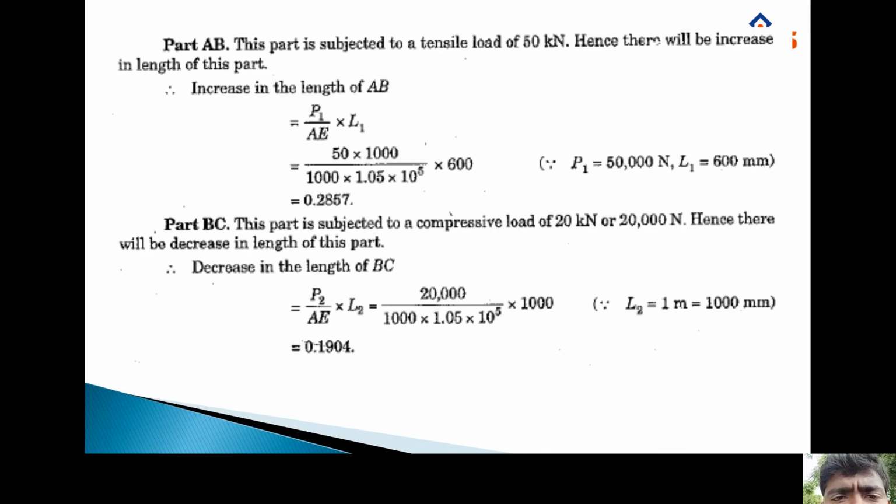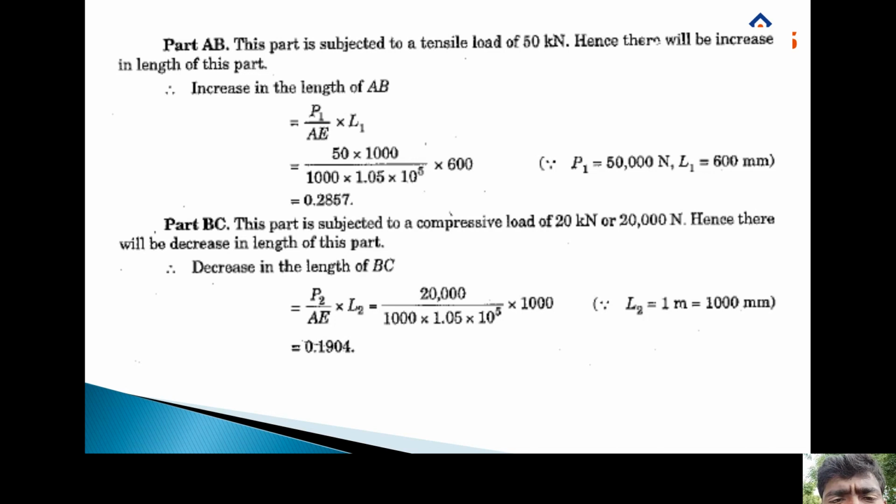This part is subjected to a tensile load of 50 kilonewtons, hence there will be an increase in the length. P1 by A E into L1, where P equal to 50, L1 equal to 600, A equal to 1000, into 1.05 into 10 power of 5 into 600.